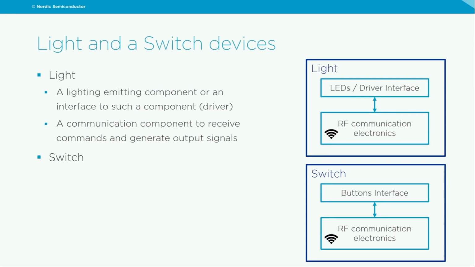The light device would typically contain a light emitting component or an interface to such a component, for example, a driver. And it will also have a communication component to receive commands and generate output signals. Typically, this communication component is the place where the Bluetooth stack and the Bluetooth mesh stack would be implemented. A switch device similarly would have a button interface and also an RF communication interface.